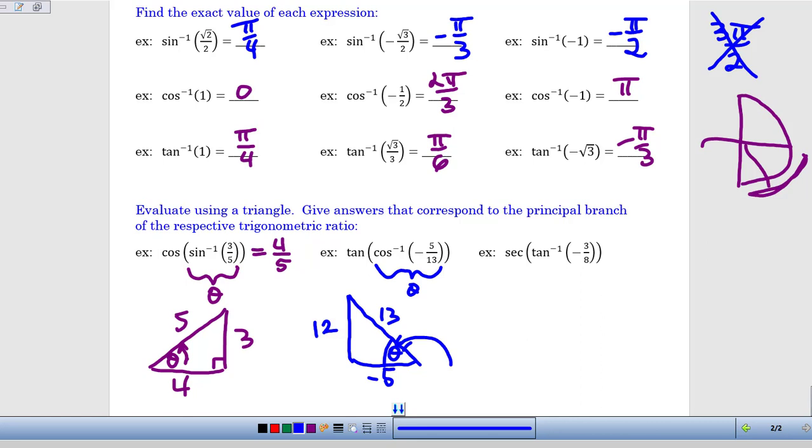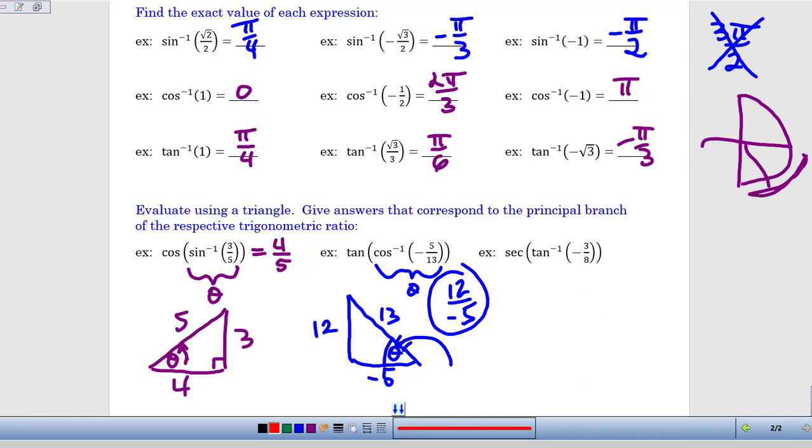And so now if I want to find the tangent of this angle that's described there in the parentheses when it says inverse cosine of negative 5/13, I'm going to take the opposite over adjacent. So my answer on this one is 12 over negative 5.